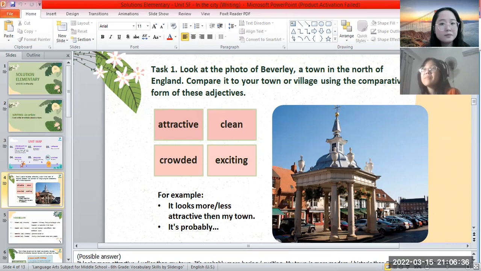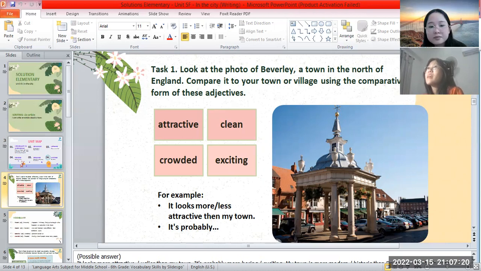My town is more... no, my town looks less... less green. It's clean. No, so we say looks cleaner. Okay, less or more is for the long adjective, but clean is a short adjective. So we don't use more or less.